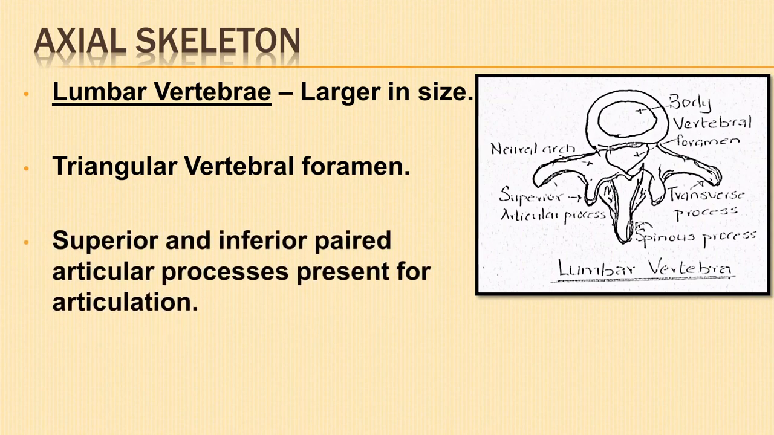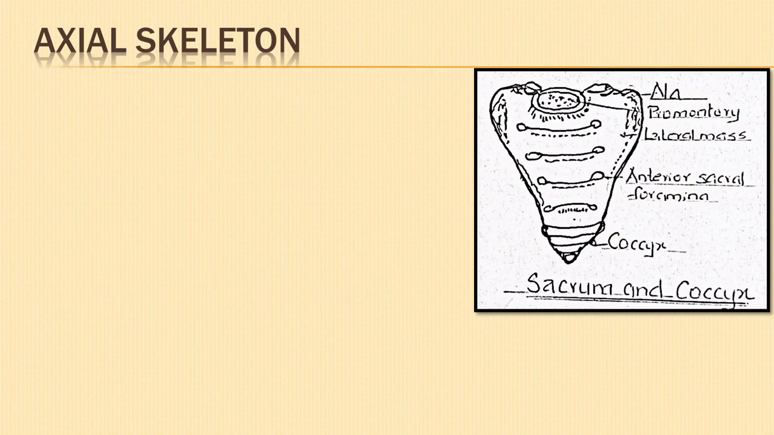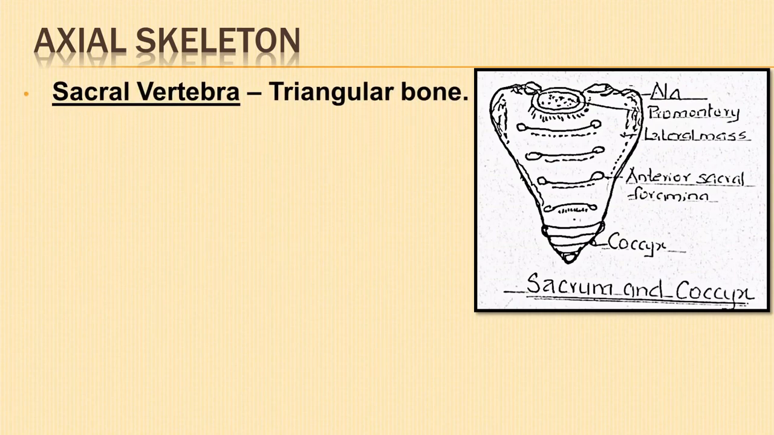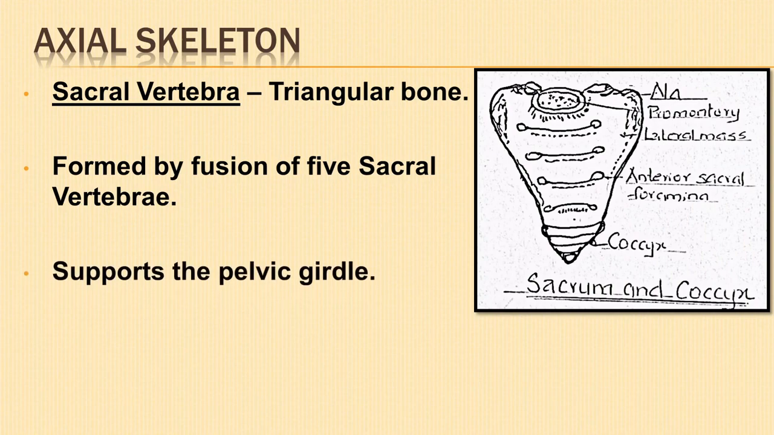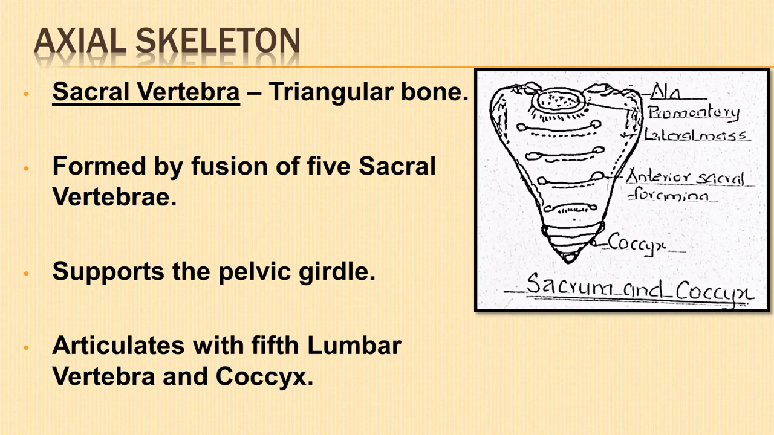Superior and inferior paired articular processes are present for articulation. Sacral vertebra is a triangular bone formed by the fusion of 5 sacral vertebrae. The sacrum supports the pelvic girdle. Anterior part of the sacrum articulates with the 5th lumbar vertebra and the posterior part with the coccyx or tailbone.